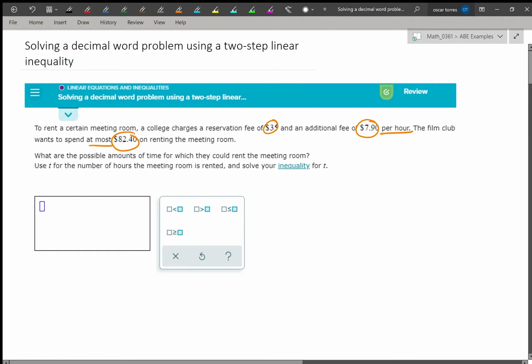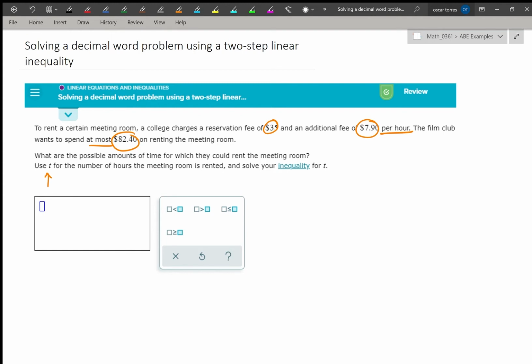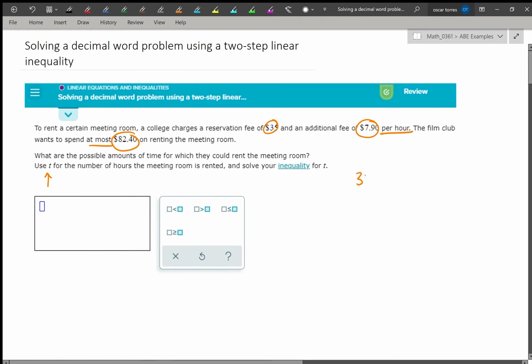This problem specifically wants us to use the variable t to represent the number of hours the meeting room is rented. Then it wants us to actually solve our inequality. Now to set it up, we're going to take this sentence by sentence. In the first sentence, they tell us that they charge a reservation fee of $35. They use the word and, an additional fee, so we're going to add this to this fee right here. Now this is $7.90 per hour.